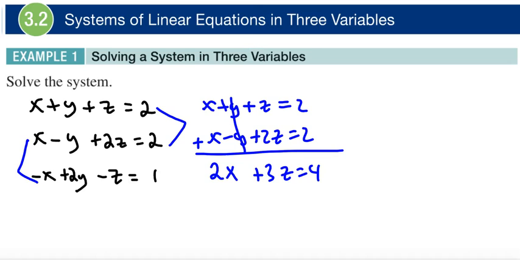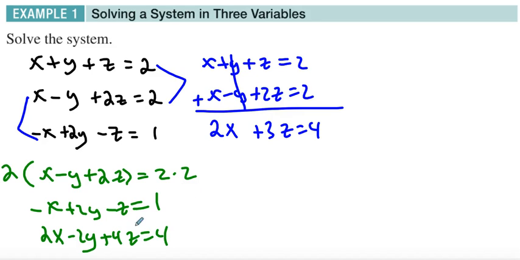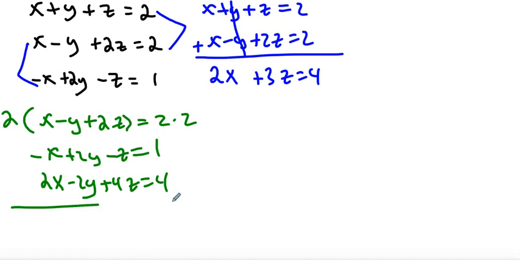I'm going to do a different color here. I'll do 2 times x minus y plus 2z. Does that make sense? I'm going to multiply this right here by 2, and my purpose of doing that, let me just rewrite the second equation, is to eliminate my y. So 2 times x is 2x, 2 times negative y is negative 2y, and that gives me 4z equals 4. All right, so now I have my 2 equations.